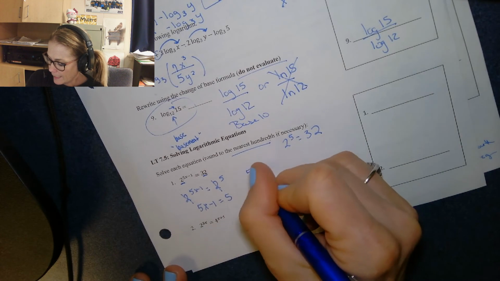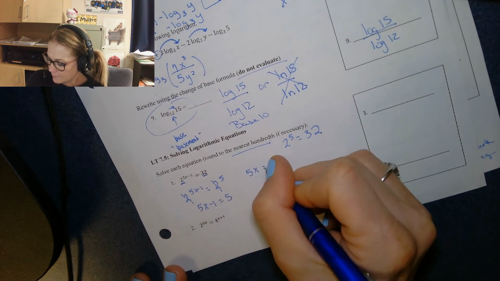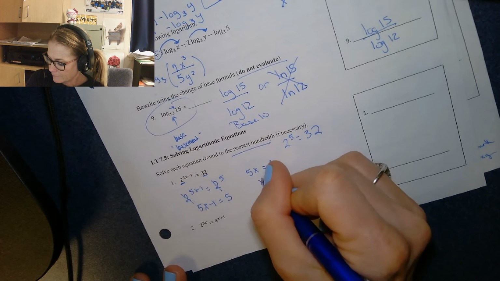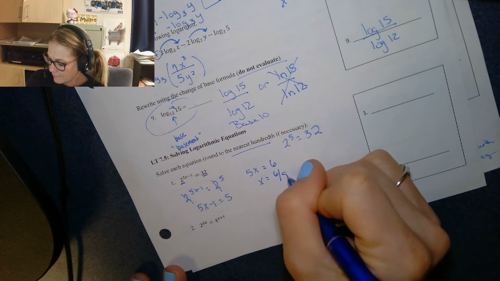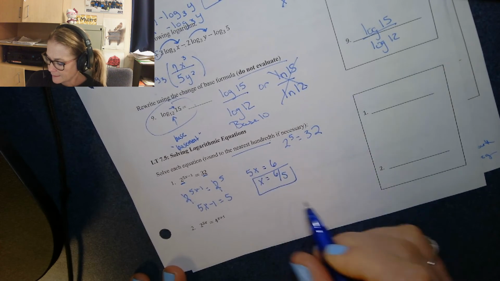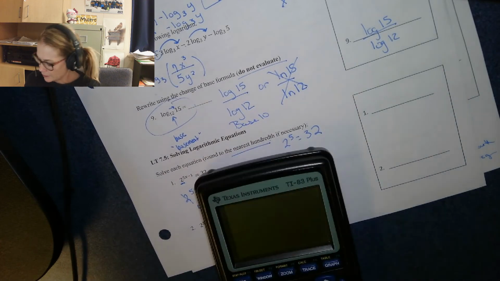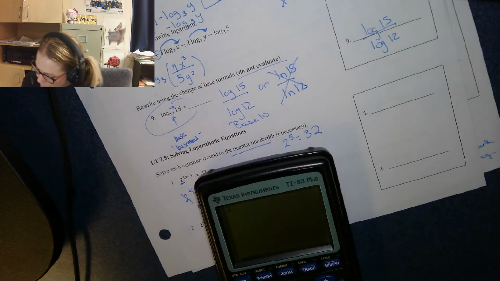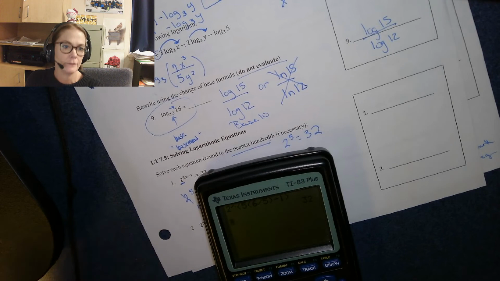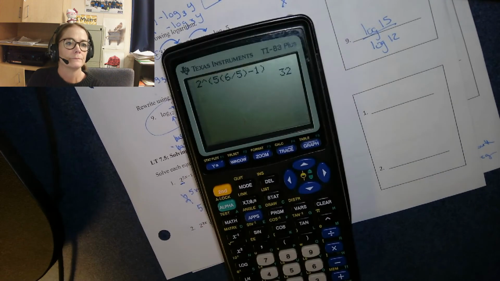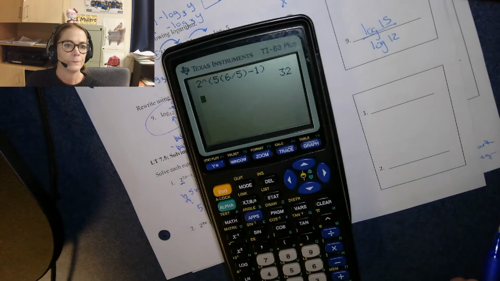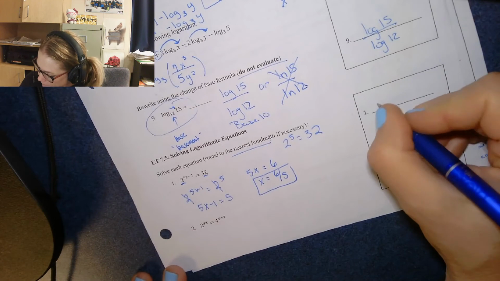Okay, so add 1 to both sides, plus 1, and divide by 5. So this answer is x is 6/5. If you were to put this in your calculator to check, you would do 2 to the parentheses 5 times 6 over 5 minus 1 in parentheses, and you'd get 32. All right, so x equals 6 over 5.